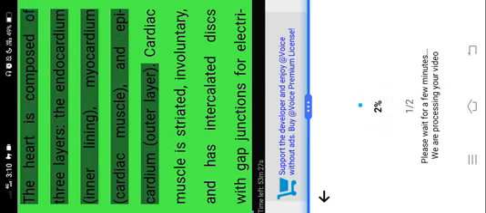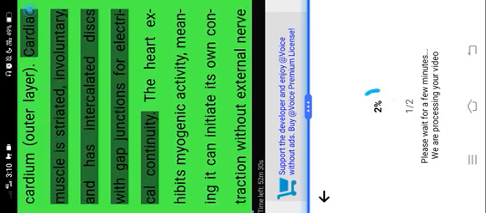The heart is composed of three layers: the endocardium, inner lining, myocardium, cardiac muscle, and epicardium, outer layer. Cardiac muscle is striated, involuntary, and has intercalated discs with gap junctions for electrical continuity. The heart exhibits myogenic activity, meaning it can initiate its own contraction without external nerve input, primarily via the sinoatrial (SA) node, which acts as a pacemaker.